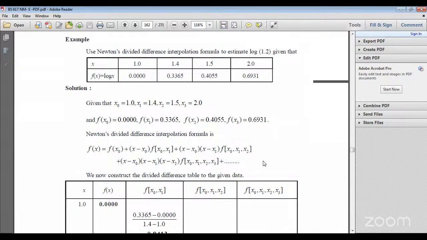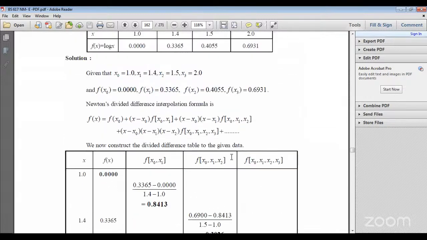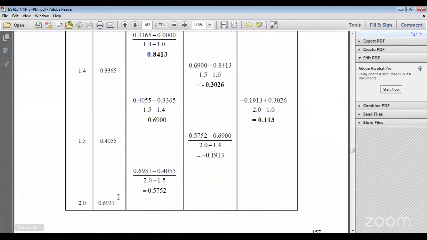Newton's divided difference interpolation formula is f of x equals f of x0 plus (x minus x0) f of x0, x1 plus (x minus x0)(x minus x1) f of x0, x1, x2 plus (x minus x0)(x minus x1)(x minus x2) f of x0, x1, x2, x3, we are taking here. We construct the divided difference table given the data here.